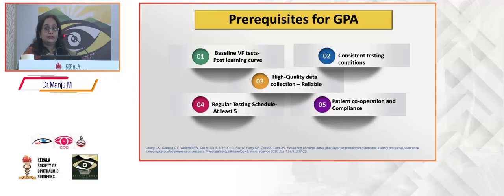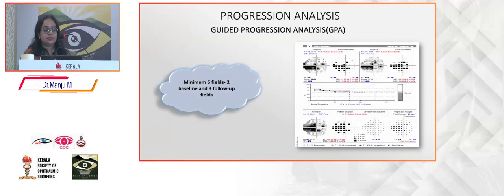And there should be a consistent testing condition. If you are testing the patient in one condition, all the fields should be tested in the same condition, and the data should be very reliable, with a regular testing schedule, at least 5 tests within 2 years if possible, and patient cooperation and compliance is very important in this case.